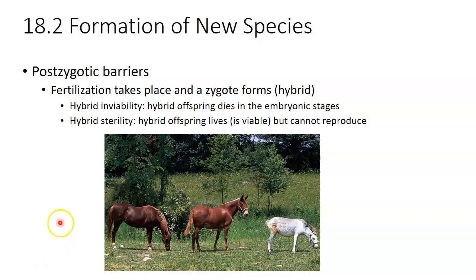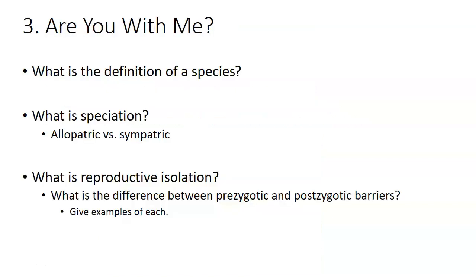There are other examples that you can read about. For example, the liger, you've probably heard of that. That's a cross between a tiger and a lion. The liger lives, but it's also going to be sterile. So there are other examples of that. That's called a post-zygotic barrier. The zygote forms, but it either doesn't live or it lives, but it can't reproduce.